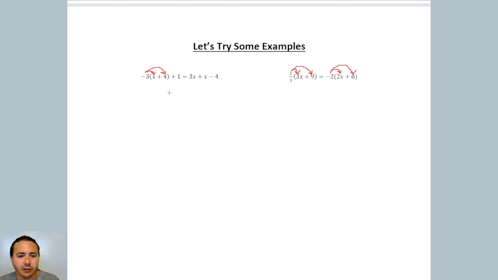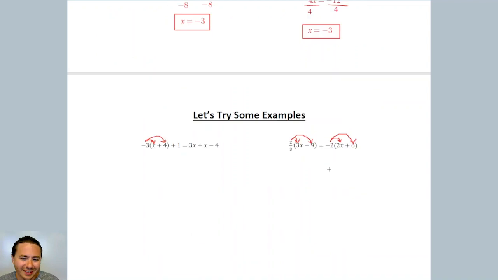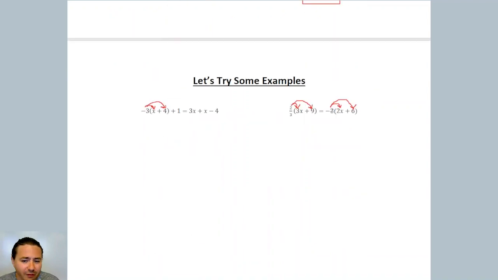Here, it doesn't look like dividing everything by -3 is really going to be a great plan, because we're going to have to divide every single term by -3. So this little strategy here is not really going to be helpful. Same kind of deal over here. I could divide both sides by -2, but then that's just giving me another fraction here. There's no advantage to doing it that way for either of these 2 problems.